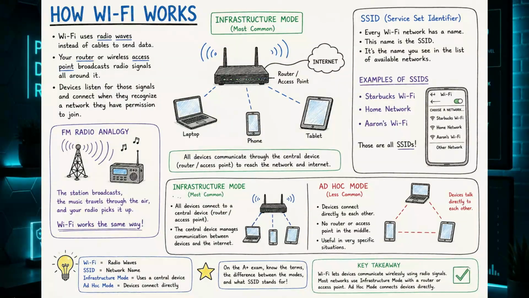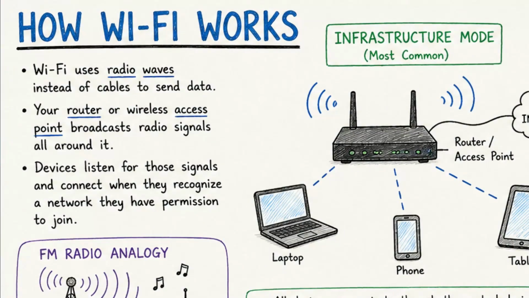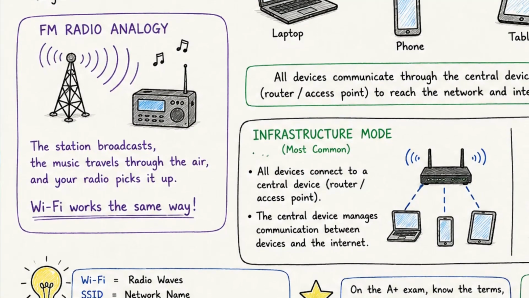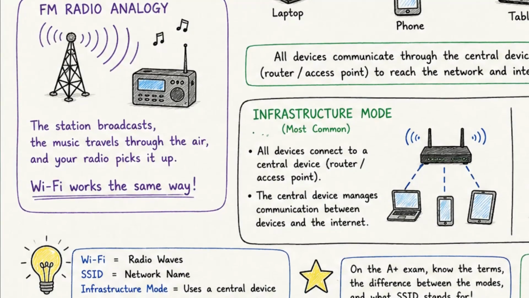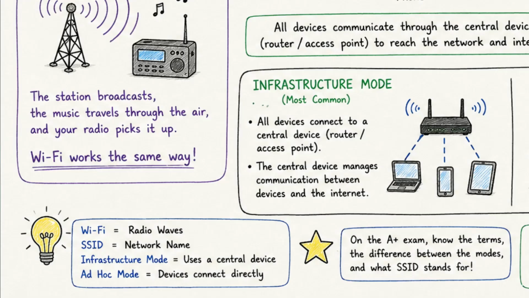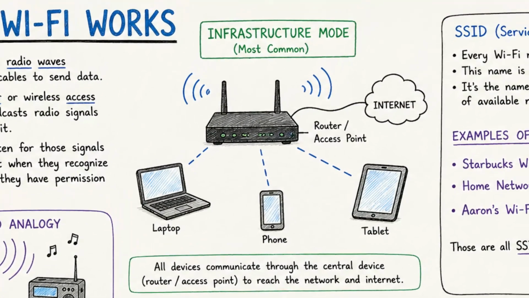Let's jump in. In the last episode, we talked about networks using cables, but Wi-Fi works a little bit differently. Instead of sending information through copper or fiber optic cables, Wi-Fi sends data through radio waves. Now, think of your favorite FM radio station. The music travels through the air until your radio picks it up. Wi-Fi works in a very similar way. Your router or wireless access point constantly broadcasts a radio signal, and devices like your laptop, phone, or tablet listen for those signals and connect when they recognize a network that they have permission to join.